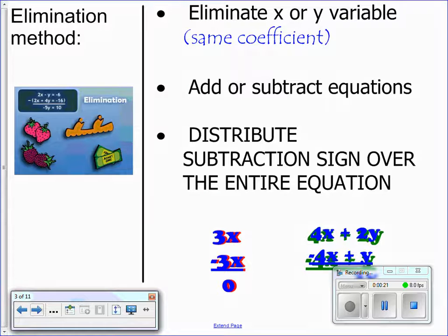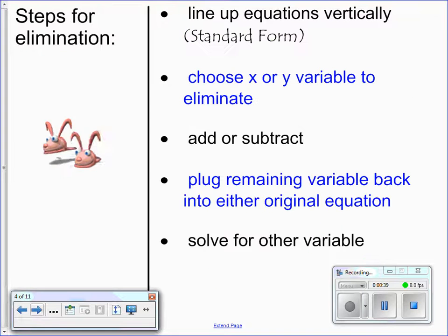In the elimination method, you eliminate either the x or the y variable, whichever one has the same coefficient. That's what we're going to do. And then we're going to add or subtract the equations, making sure that when we subtract, we distribute that subtraction sign over the entire equation, so all the way across.